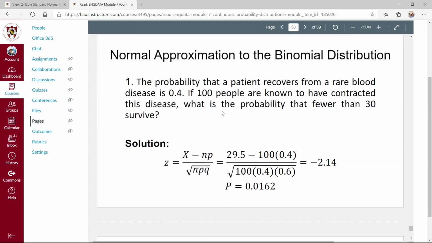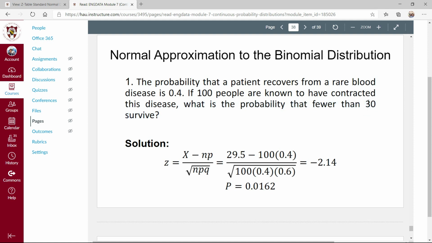And then application: the probability that a patient recovers from a rare blood disease is 0.4. So this is the probability of success, P. If 100 people are known to have contracted this disease, what is the probability that fewer than 30 survive? Okay, so the probability of success is 0.4, and the probability of failure, which is Q, is 1 minus 0.4, so that gives us 0.6. Okay, so what is the probability that fewer than 30 survive? So X is less than 30.